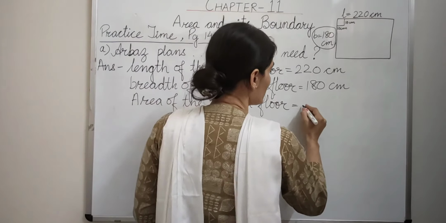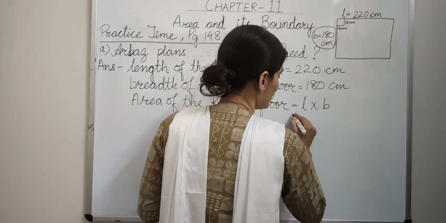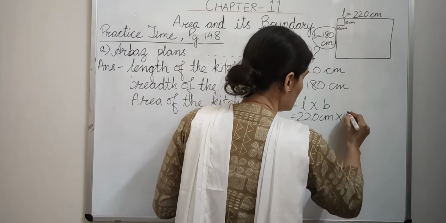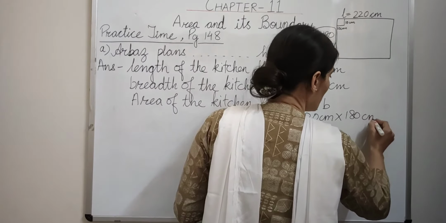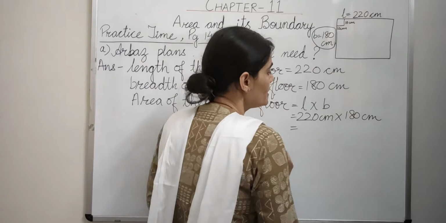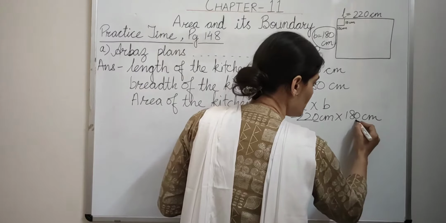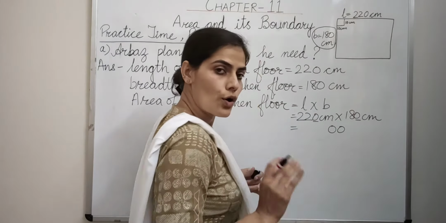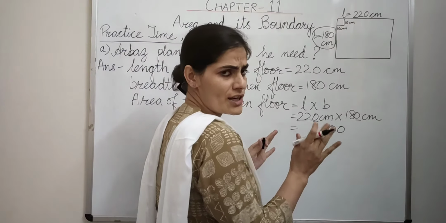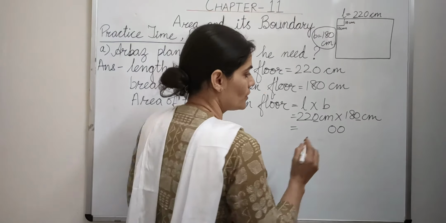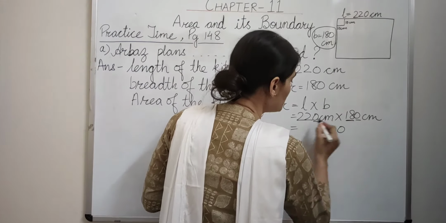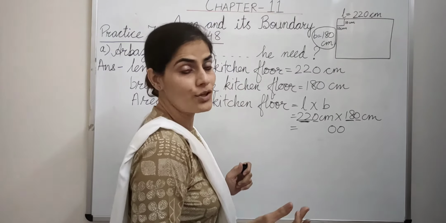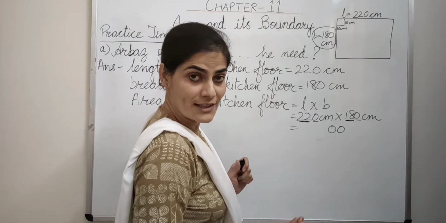And beta, it will be L into B. Let's put the values now. 220 centimeter will be multiplied by 180 centimeter. Just observe how many zeros are there? Two zeros. Let's put these two zeros already so that the calculations are not complicated at all. Now look at the two numbers we are left with. 22 multiplied by 18. You all know the table of 18.